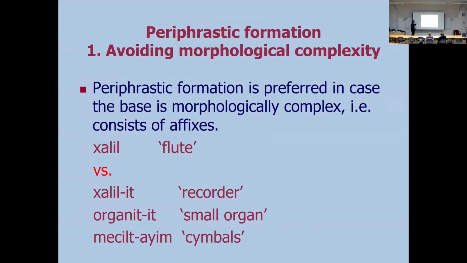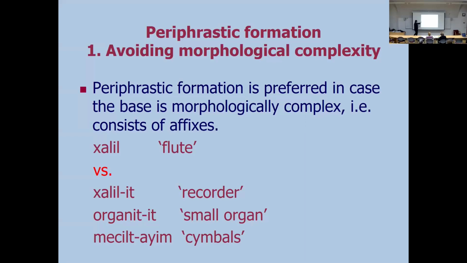But what did I find? Okay, again, I could show that the selection between the two structures could be partially predictable. One of them is avoiding morphological complexity. What does it mean? Periphrastic formation is preferred in case the base is morphologically complex, namely consists of affixes. And this actually connects us to the distinction between lexical categories in verb formation. Something which is perceived as morphologically complex is less likely to participate in further derivations. It's possible. I'm not saying it's completely out, but it is less likely.